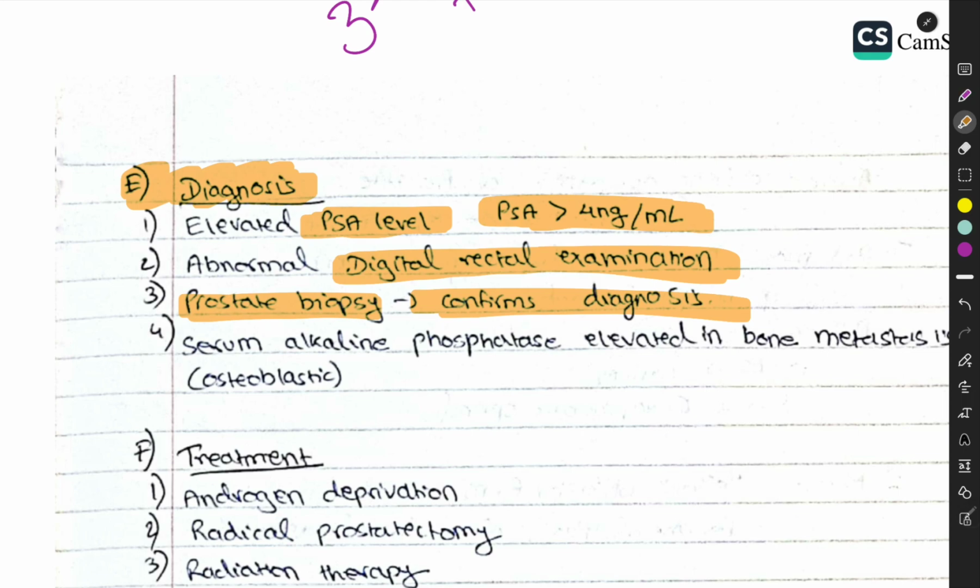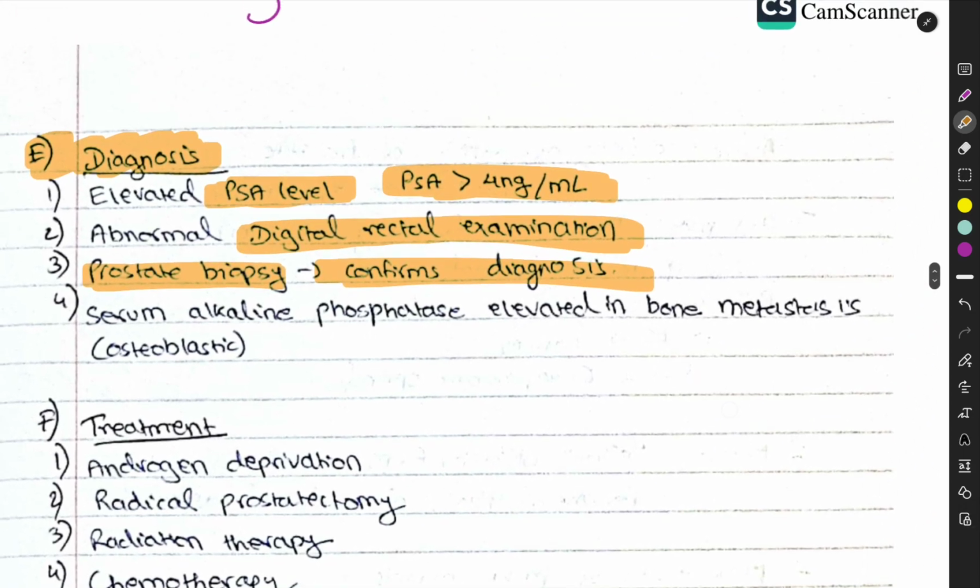The question is, what confirms the diagnosis of prostate cancer? You'll have to say prostate biopsy. You'll also see serum alkaline phosphatase raised in the blood because of bone metastasis, but only if there is bone metastasis. And for some reason, metastasis from prostate is osteoblastic.